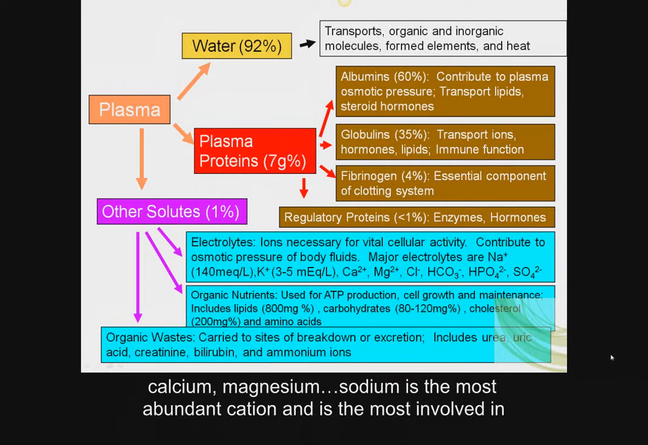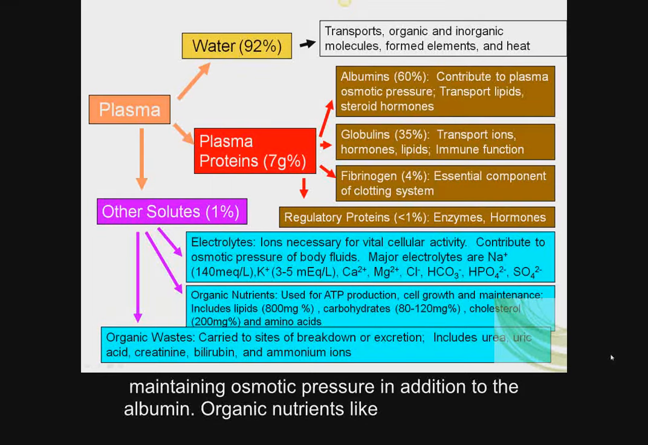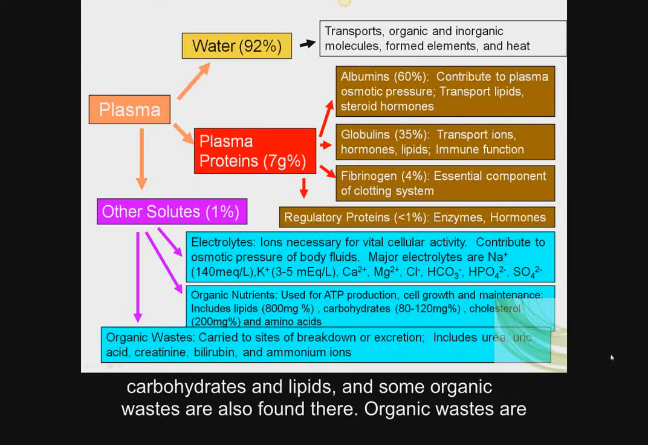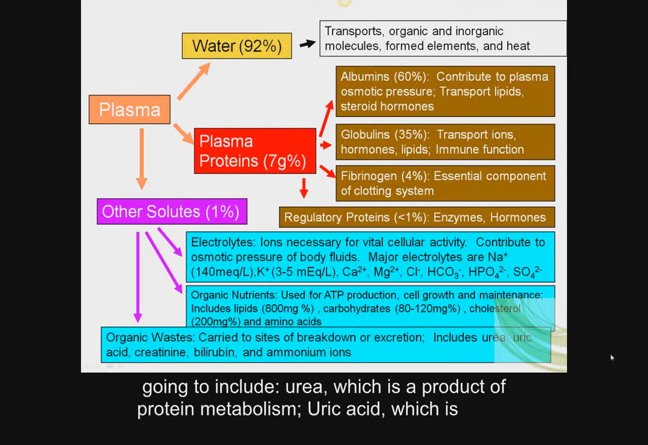Inorganic solutes will include electrolytes like calcium, magnesium, and sodium, which is the most abundant cation and is the most involved in maintaining osmotic pressure in addition to albumin. There are organic nutrients like carbohydrates and lipids, and some organic wastes are also found in plasma.